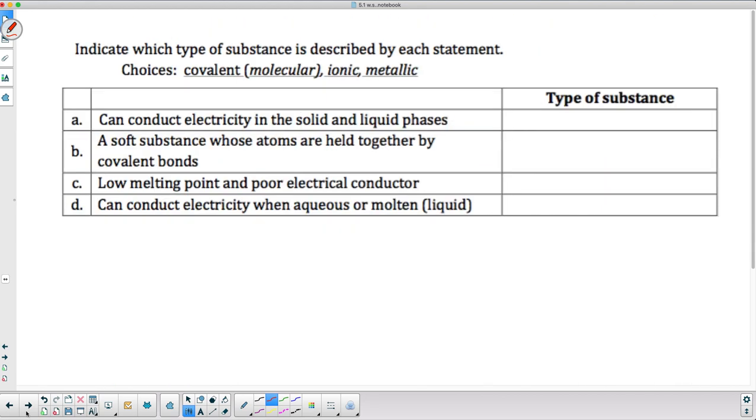I think that's pretty much it. Indicate which type of substance is described in each. So again, these are just listening to the EdPuzzle. Can conduct electricity in a solid or liquid phases. You would have to pick between a covalent, ionic, or metallic. And you should be able to do that after taking the notes from 5.1.